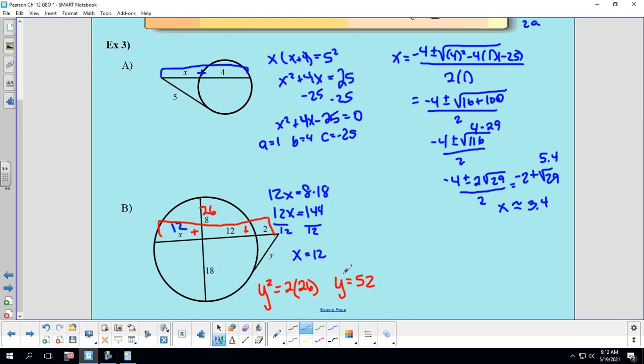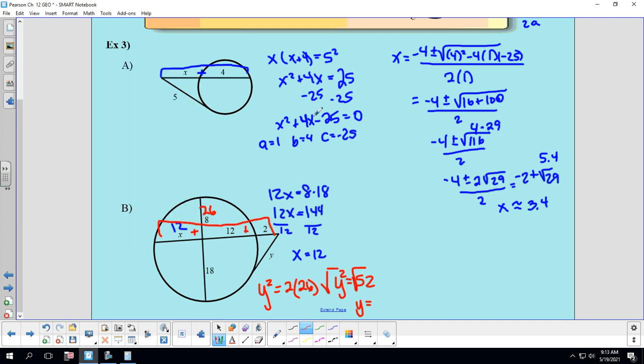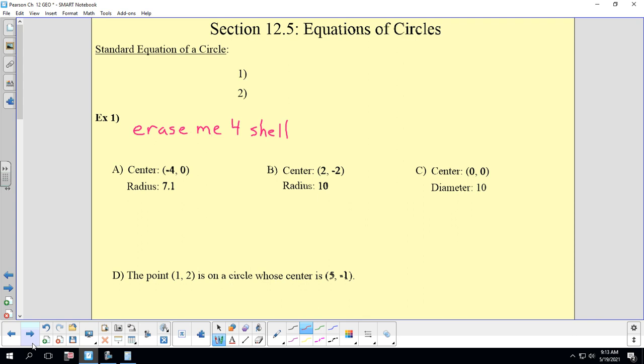And then we take the square root of both sides. The square root of 52 is 7.2. I know, we all want our problems to turn out all just perfectly.